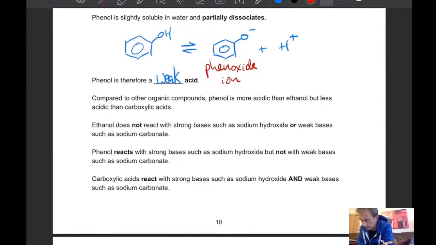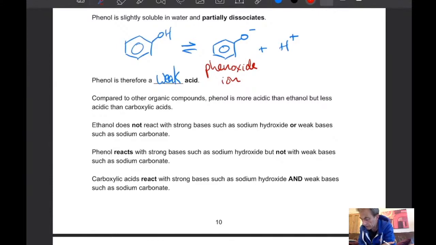Right, okay, so hopefully this is not going to mess with your heads too much. Compared to other organic compounds, phenol is more acidic than ethanol, but less acidic than carboxylic acids. So look at what's going on in these reactions. Ethanol does not react with strong bases such as sodium hydroxide, or with weak bases such as sodium carbonate. So that's telling you that ethanol is not acidic. It won't react with strong bases, it won't react with weak bases.